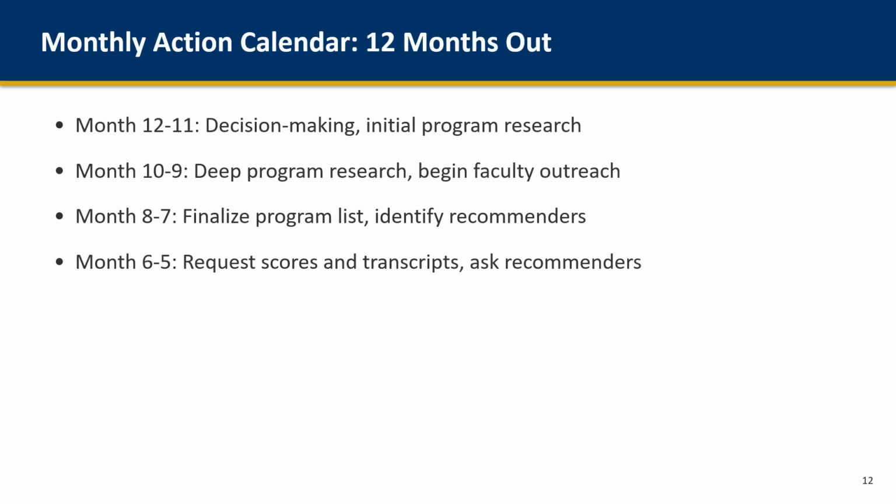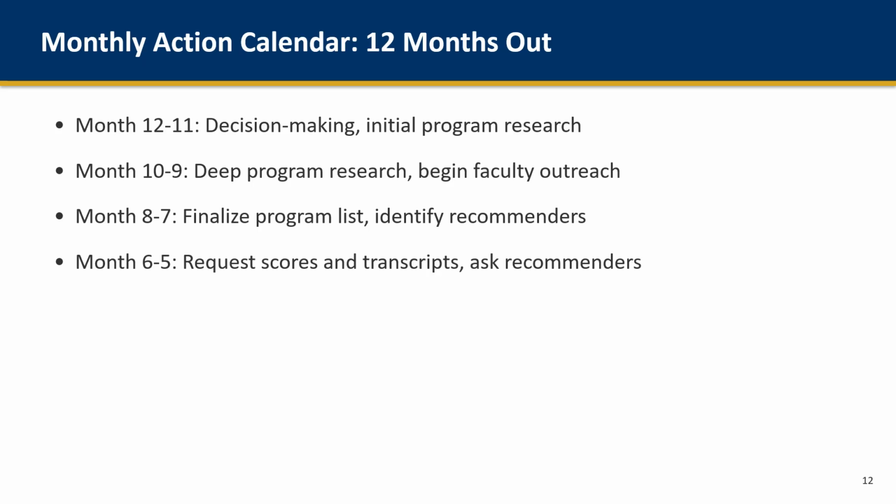Let me give you a month-by-month calendar for a 12-month timeline. Months 12 through 11. Make your decision about graduate school. Do initial program research. Create your preliminary program list. This is your exploration phase. Months 10 through 9. Conduct deep research on programs. Read faculty publications. Begin contacting potential advisors at doctoral programs. Start narrowing your program list based on what you learn.